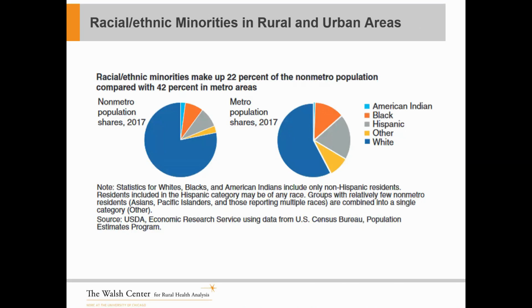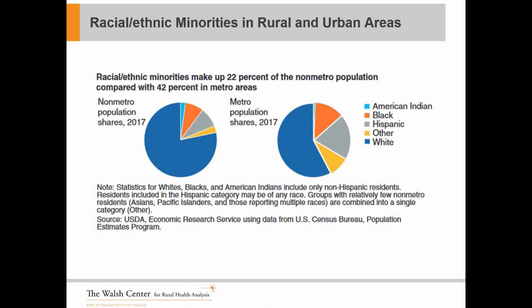We also see a different distribution in terms of comparing rural and urban with regard to racial and ethnic minorities. As you can see, racial and ethnic minorities comprise about 22% of the non-metro population compared to 42% of the metro population. And I know Jan is going to talk to you. One of the things that's a bit challenging when we do rural health research is that oftentimes rural is referred to as non-metro. A lot of us in the rural health research world would really like to compare rural populations with non-rural areas.